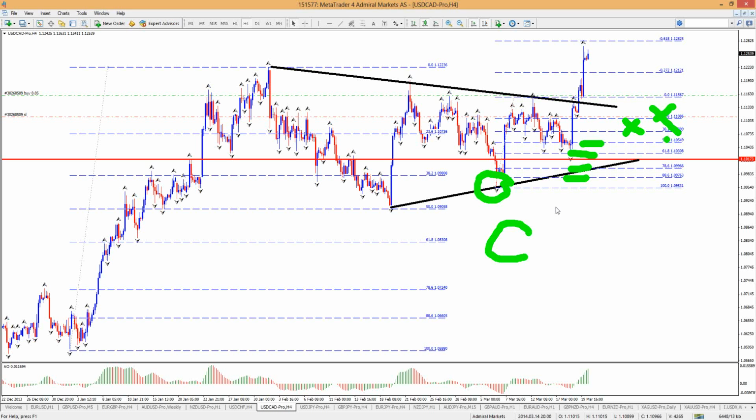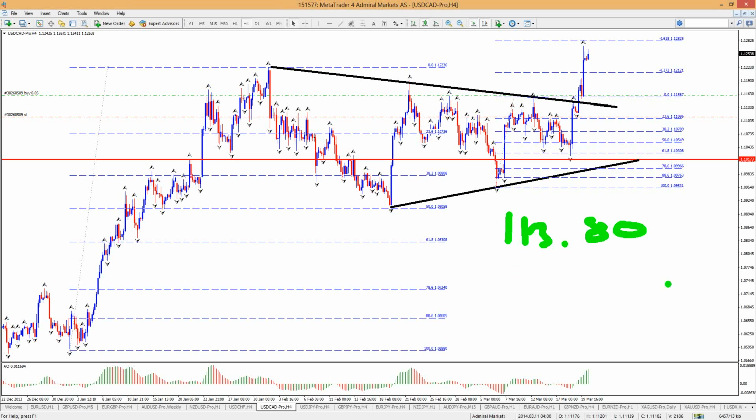Target for the dollar CAD is 113. The first target is 113.80, which is the minus 272. But I expect a bull flag at that spot and upside continuation up to 116, which is the minus 618 target, or even 117, I believe. No, 116 is my main target, sorry.